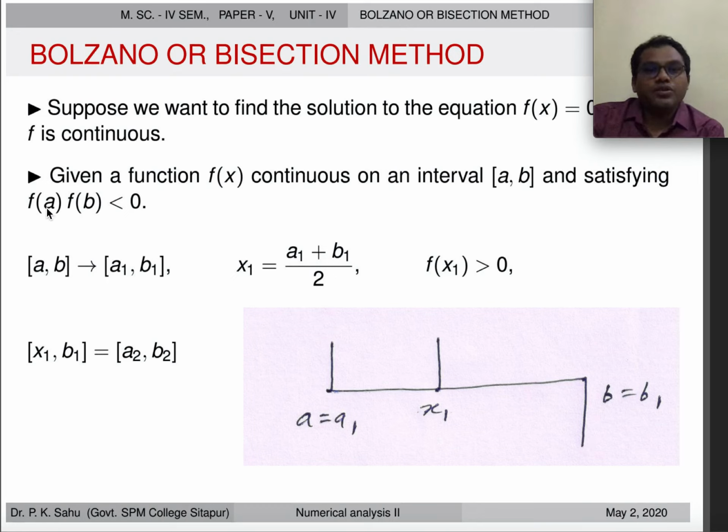Why? Because we have f(a) times f(b) is less than 0. So as per the intermediate value theorem, the root of the equation f(x) = 0 lies between the interval a and b. Now x1 is the midpoint of a and b. If f(x1) is greater than 0, meaning it's positive, then in this case f(x1) times f(b1) is less than 0. So now the root lies in the interval x1 to b1.